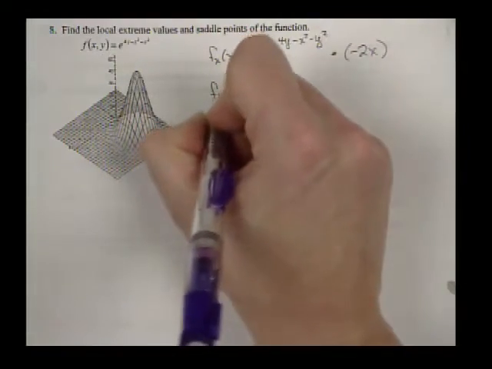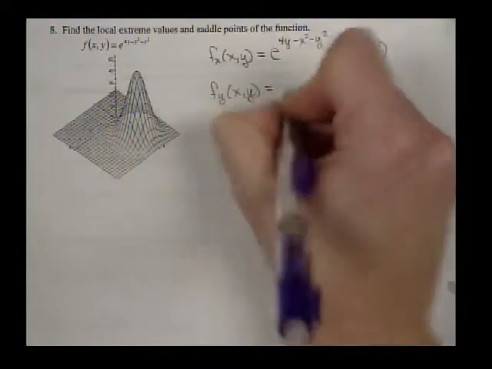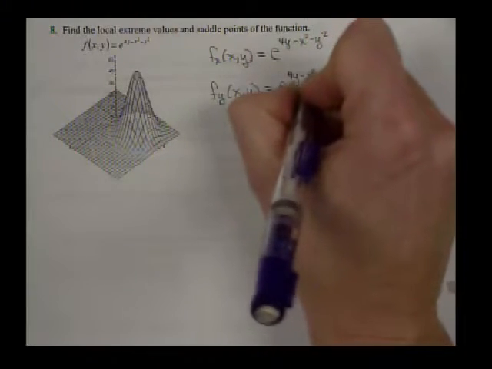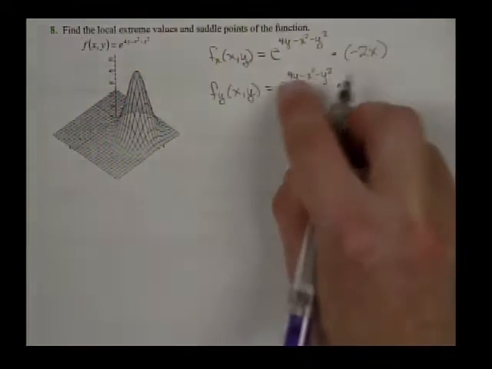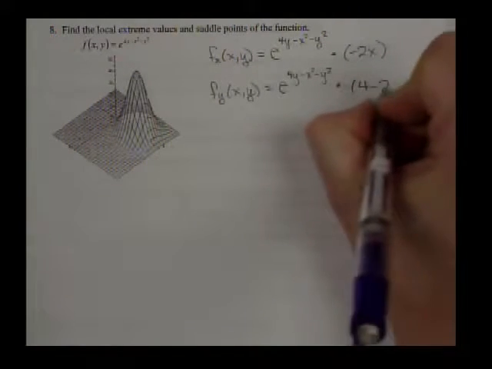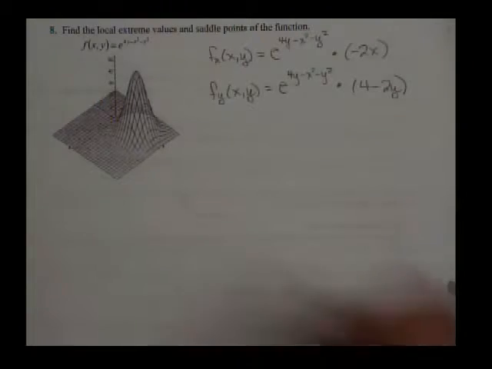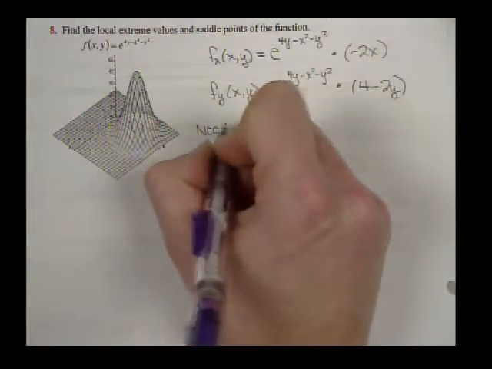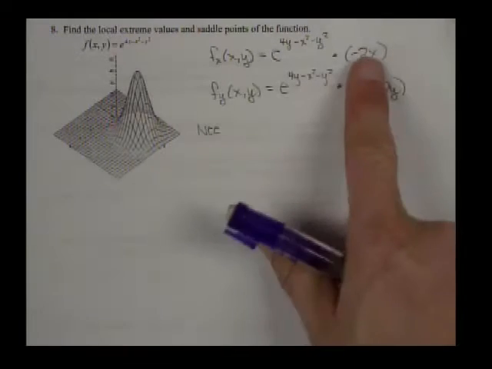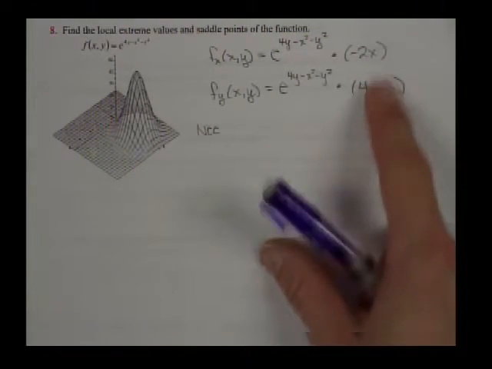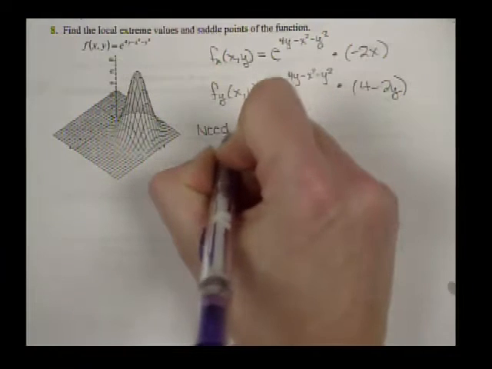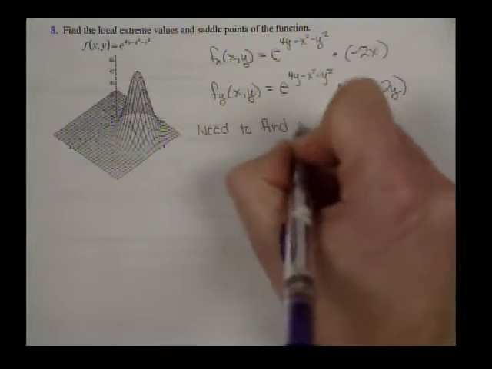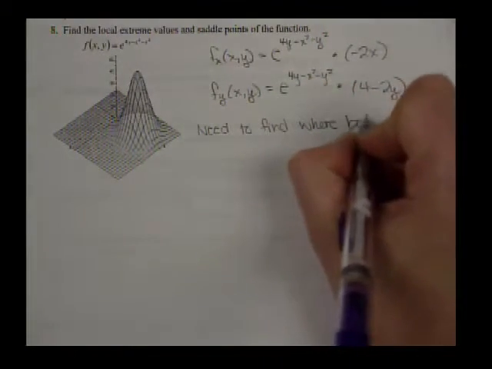And then f sub y. So again, we automatically start with the exponential function. And then times what? Negative 2y, right, plus 4. We'll have that 4 from the first term. So we need both of them to equal 0, or find where they're undefined. But negative 2x, 4 minus 2y, those are polynomials, continuous everywhere. The exponential function is continuous everywhere. So we need to find where both are 0.